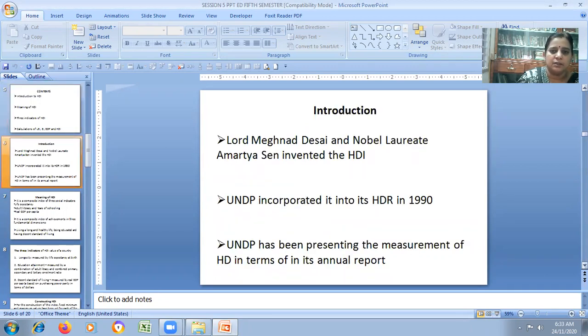Lord Meghnad Desai and Nobel laureate Amartya Sen invented the Human Development Index. UNDP incorporated it into its Human Development Report in 1990. UNDP has been presenting the measurement of human development in its annual reports.